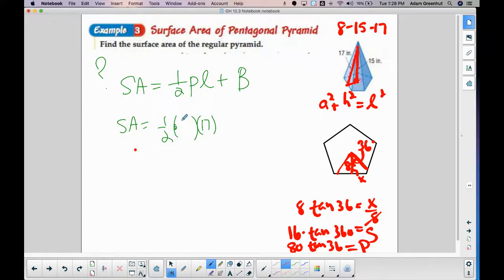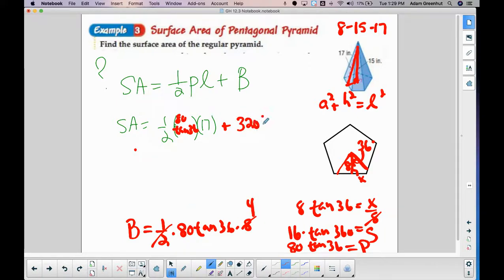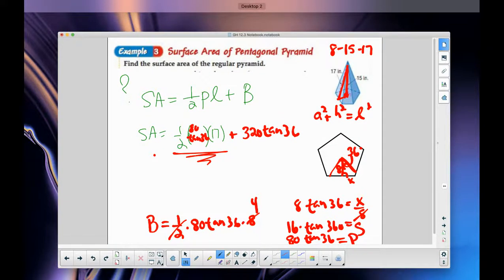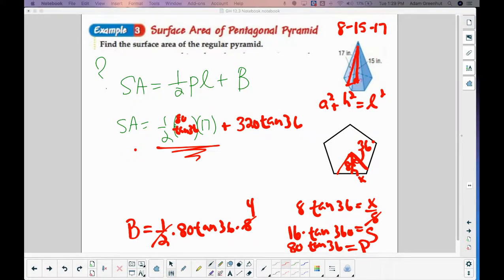So I'm going to just squeeze that in, 80 tan 36 plus the area of the base. Well, now I still have some work to do there because the area of the base is going to be half perimeter, 80 tan 36, times the apothem, 8. So I'm going to do 4 times 80. So the area of the base is going to be 320 tan 36. So I'm going to find my lateral area by doing half times 17 times 80 tan 36. Let me get that calculator back over here. Here we go.